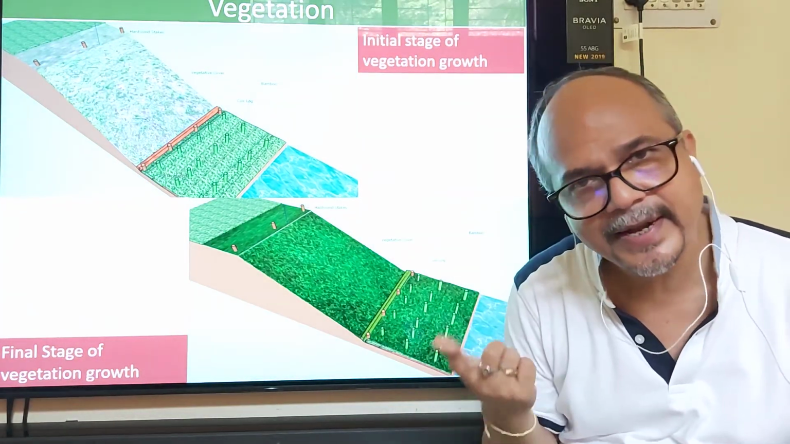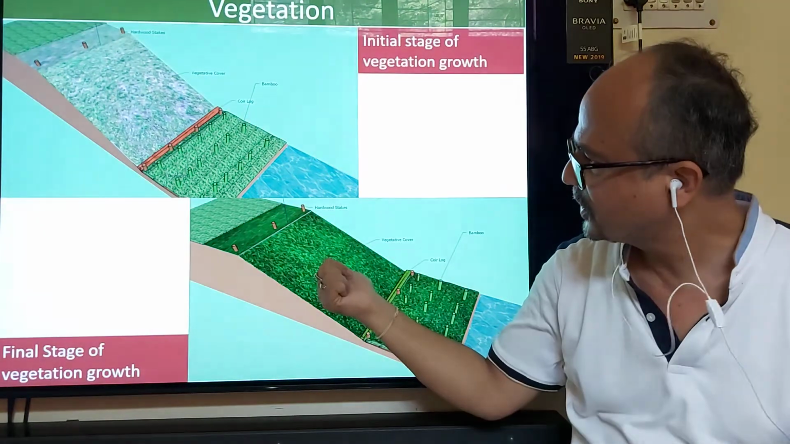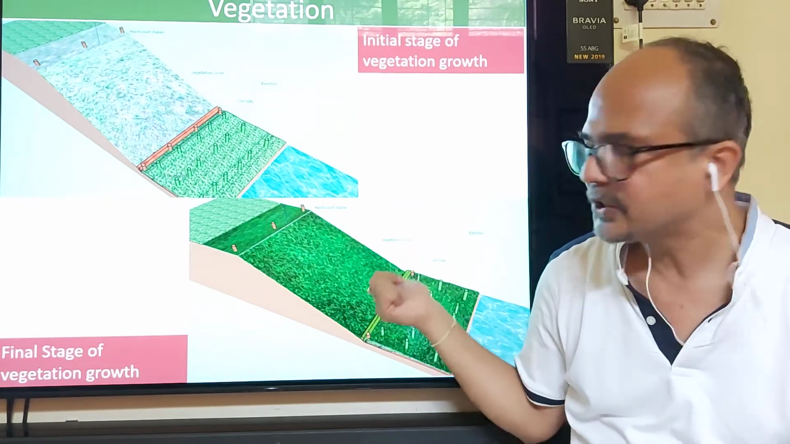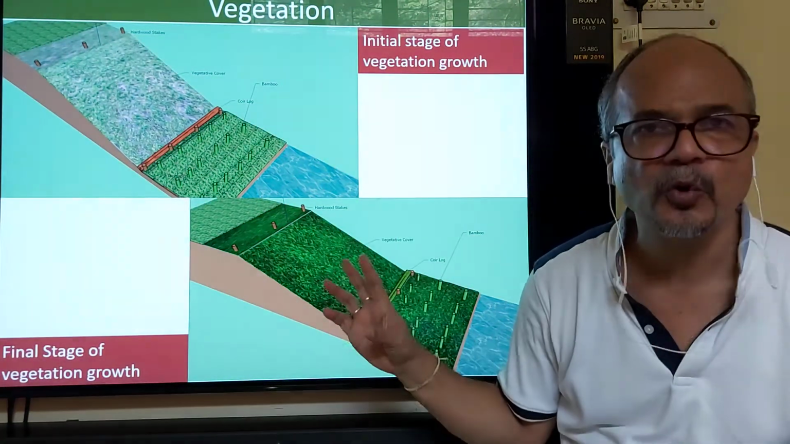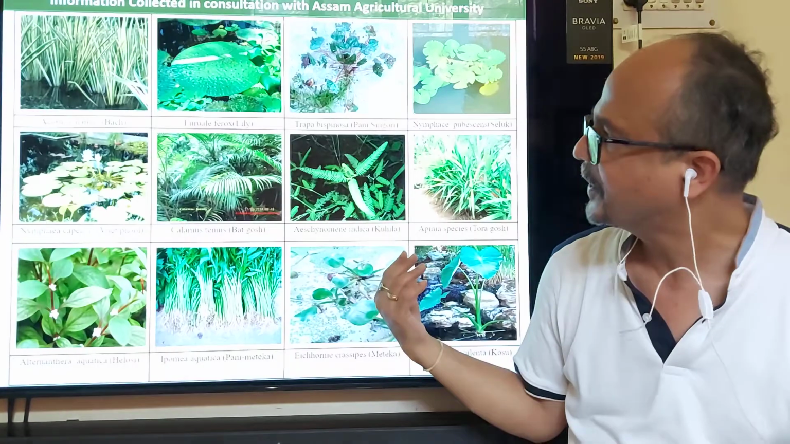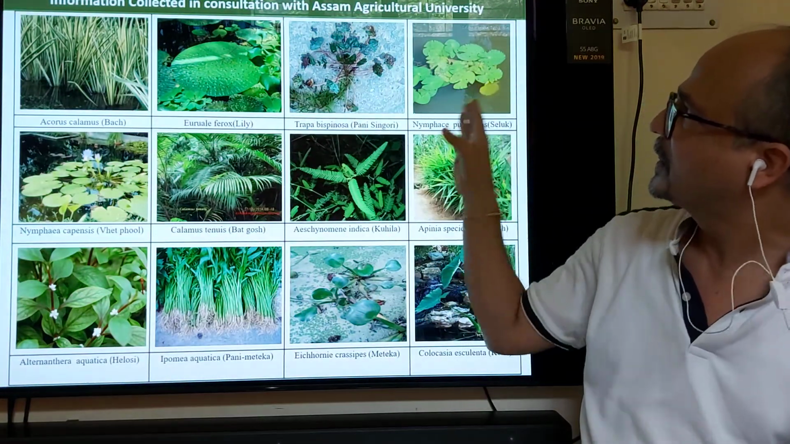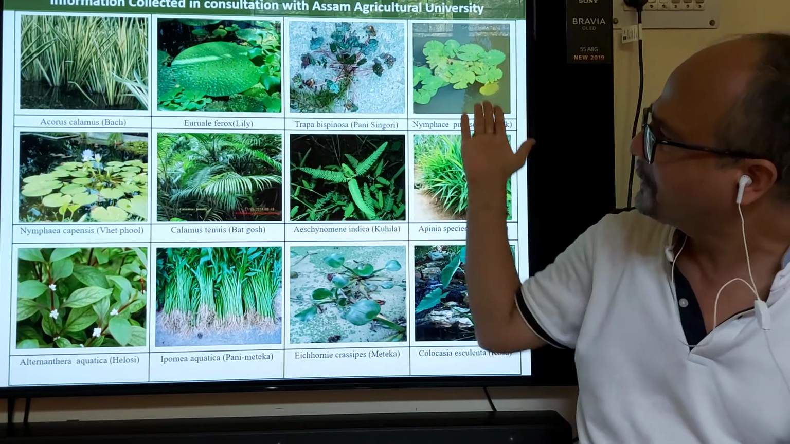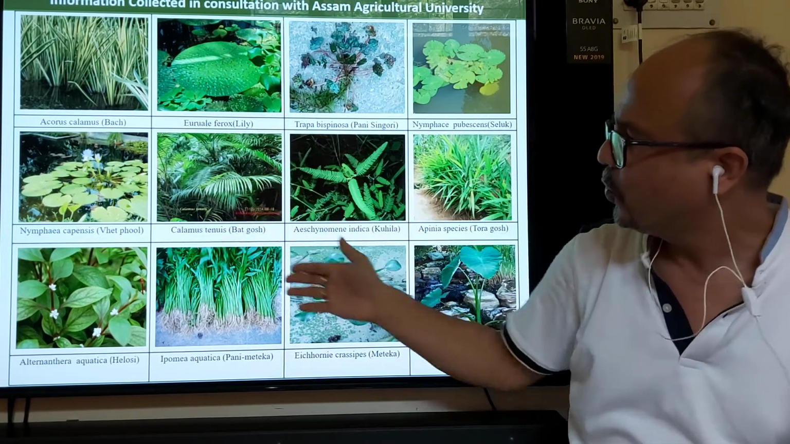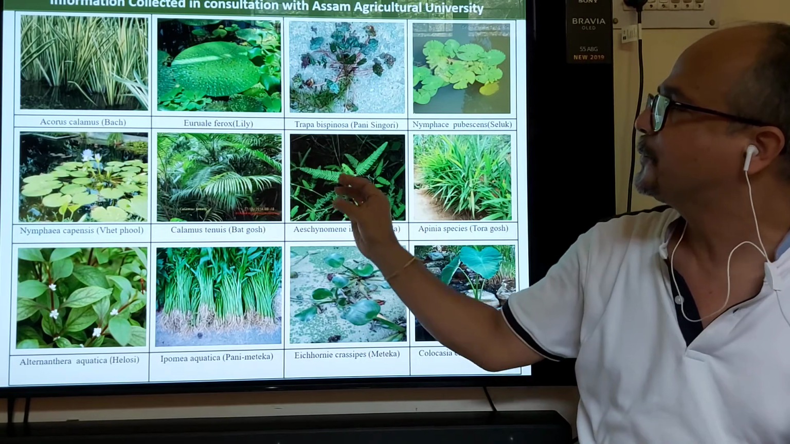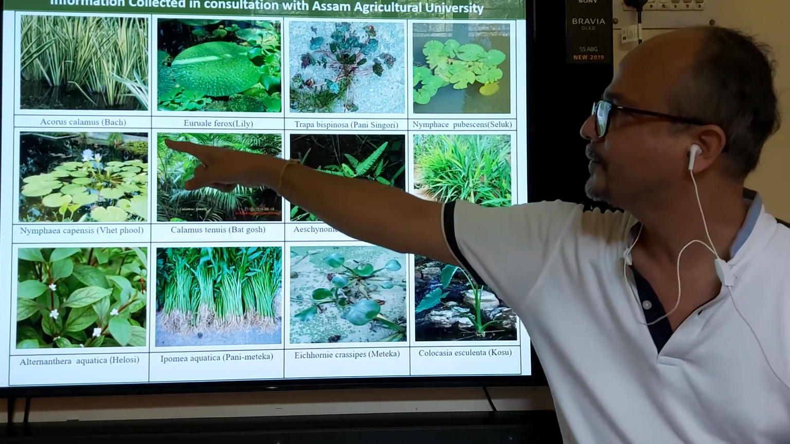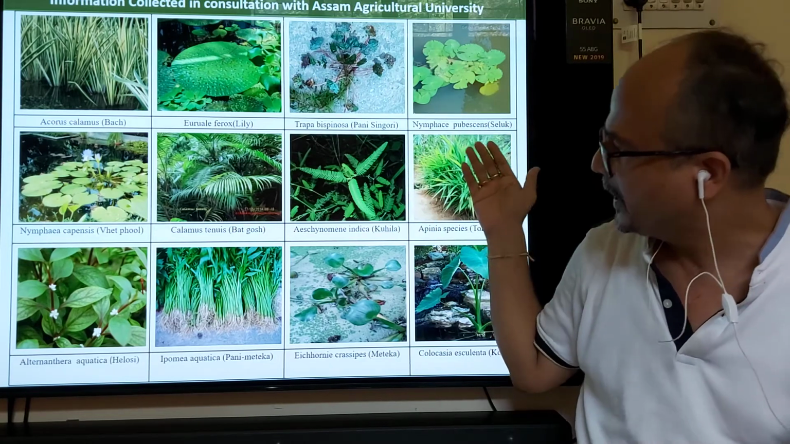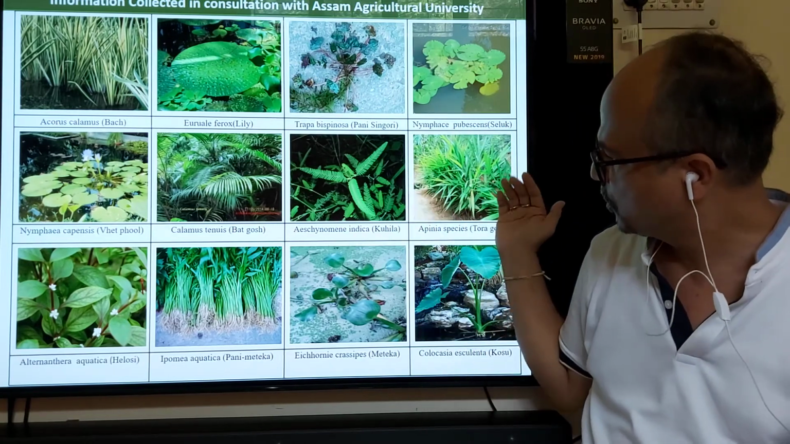Now again we'll have to think: suppose we are giving some vegetation, people will have to maintain that. For that, if this vegetation has some value, then people will maintain it. People will have to get some benefit out of that. So we discussed with our agriculture university also, and found that there are different types of vegetation which can grow in water and have different values. You can see some have medicinal value, some have beautification value.